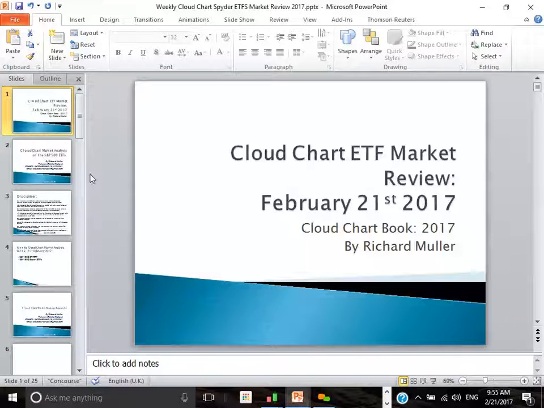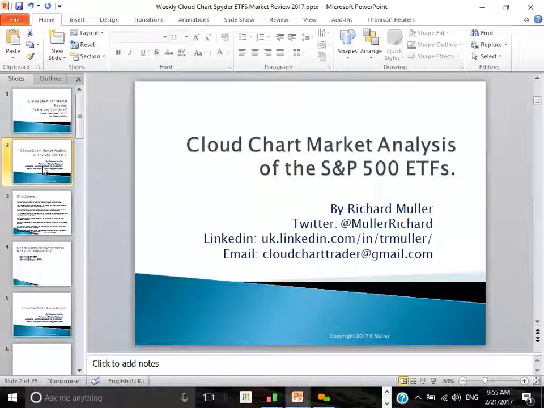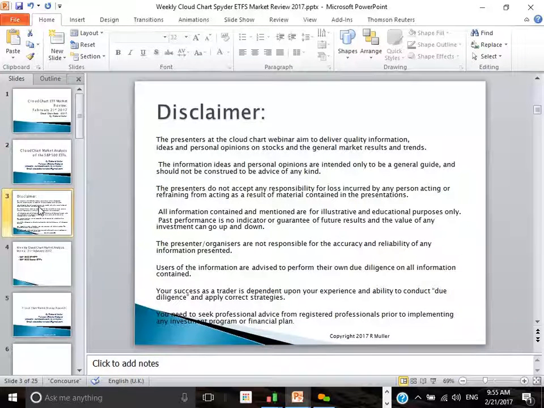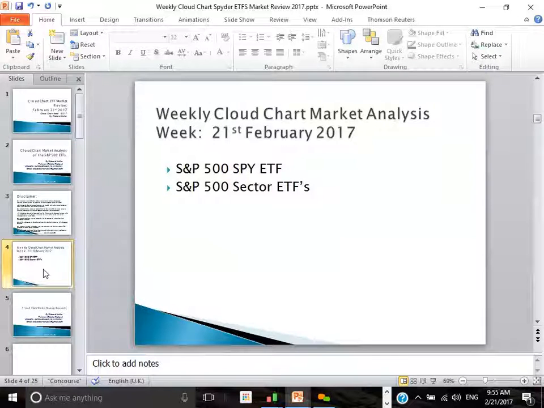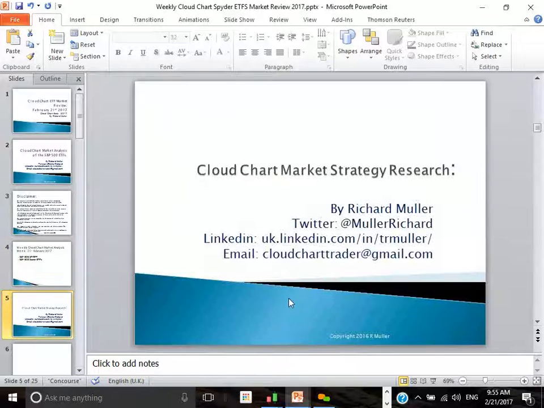We're going to look at the S&P 500 SPDR ETFs this morning from an Ichimoku Cloud Chart perspective. These ETFs, like mentioned, are the S&P 500 ETFs and the sector ETFs. So we're going to look at sector rotation and which sectors are strong and weak from an Ichimoku Cloud Chart perspective.